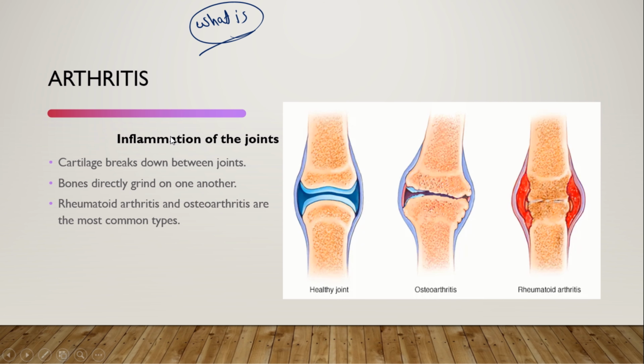Arthritis: inflammation of the joint, cartilage breaking down between joints, bones directly grinding on one another. Rheumatoid arthritis and osteoarthritis are the most common types of arthritis. More common in adults over 65. Okay, affects more men than women. Non-communicable. What is the difference between rheumatoid arthritis and osteoarthritis? We are talking about osteoporosis-like bone wear and rheumatoid joint inflammation.